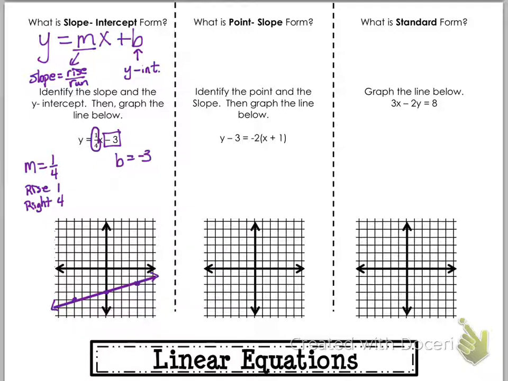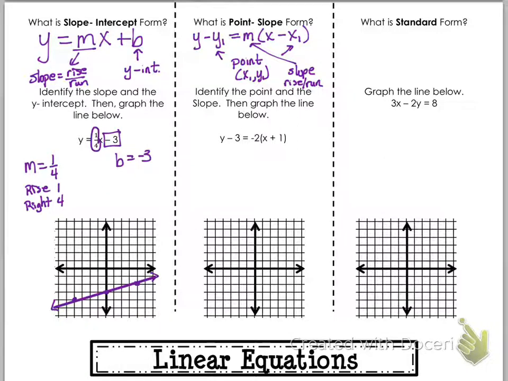If I want to do point-slope form, well, what is point-slope form? Point-slope form is y minus y1 is equal to m times x minus x1, where the point x1, y1 is a point that is on my graph, and my slope is still m. So it is still my rise over the run.